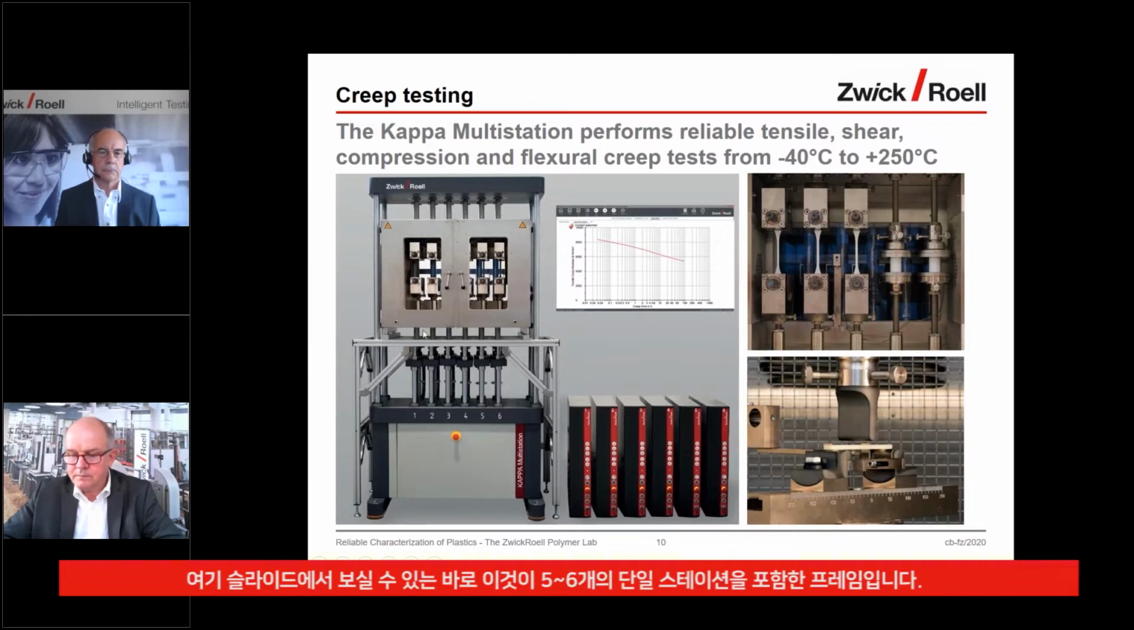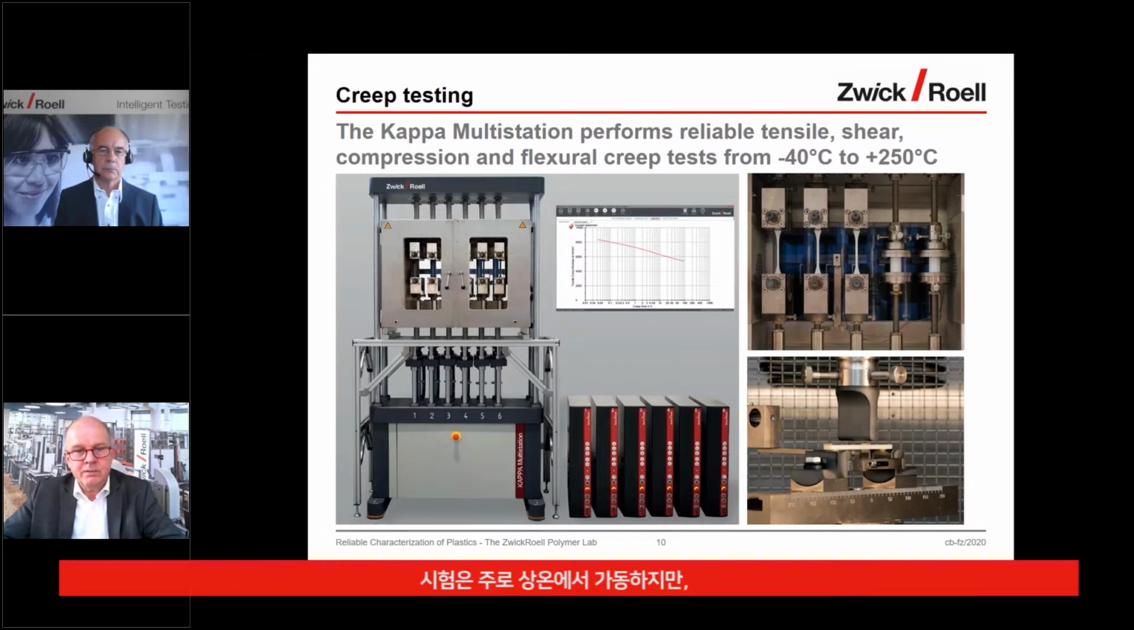It is a frame that contains 5 or 6 single stations. Each one is equipped with a load measurement and a precise electromechanical drive system which applies the required stress or strain levels. So each of these stations, which you can see here or also inside here on the slide, is controlled individually. The typical test types that we have here are tensile and flexural tests, but you can also do compression tests as you see it here on the side.